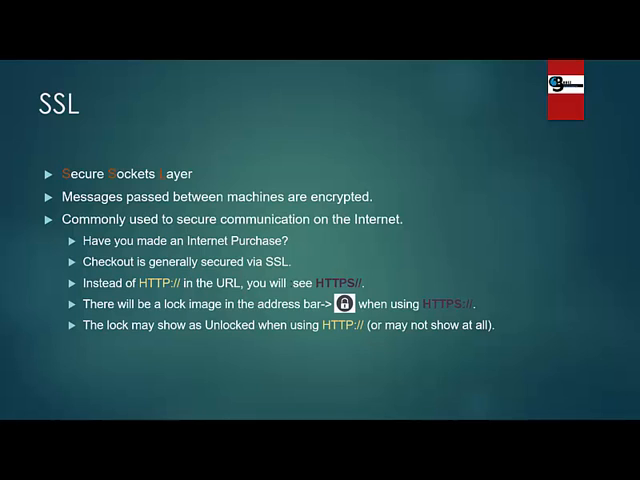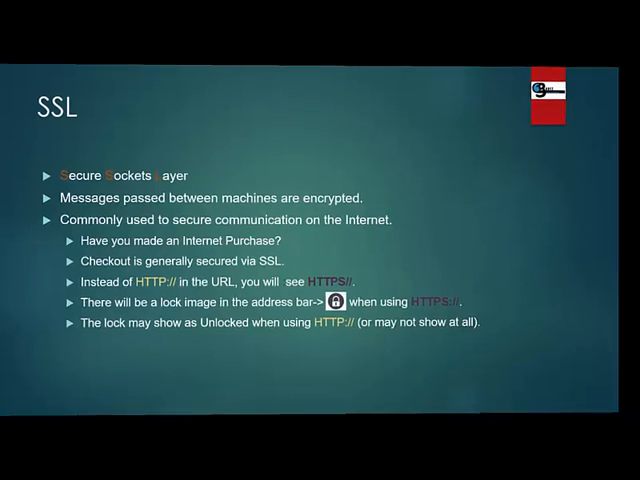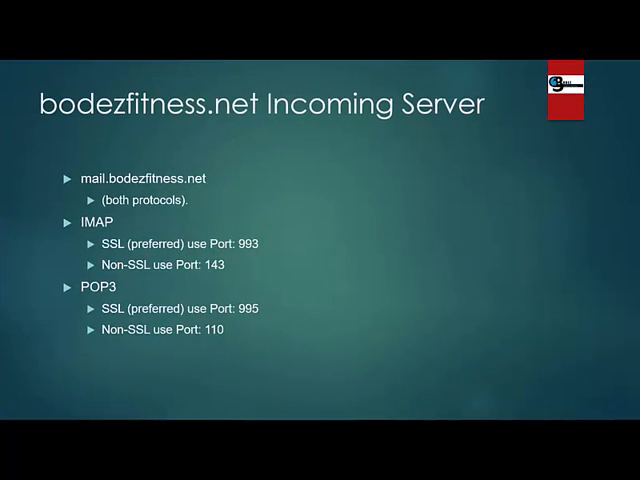So when you go to add your incoming server in your email app, you will use mail.bodezfitness.net as the server for both protocols. Then you will choose the SSL, and if you do it for IMAP, you'll use port 993. If you're doing it for POP3, you'll use port 995. Ports are simply designated areas of the computer memory to receive and send messages from. Now, if you're using non-SSL for IMAP, it'll be port 143. If you're using POP3, it'll be port 110.